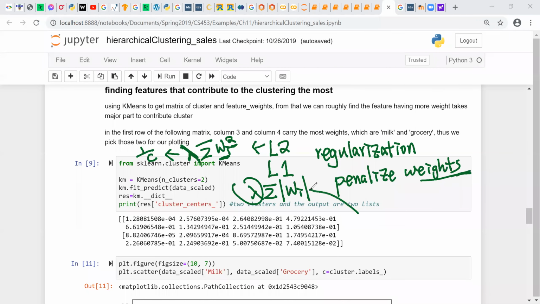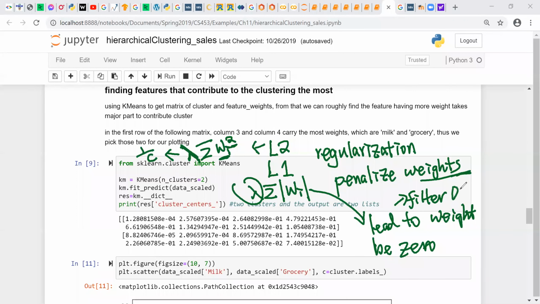For L1, a lot of the time it can lead to a weight being 0. If a weight goes to 0, you can filter out that respective feature. So using L1, sometimes you can also do feature selection. Keep this in mind, okay.